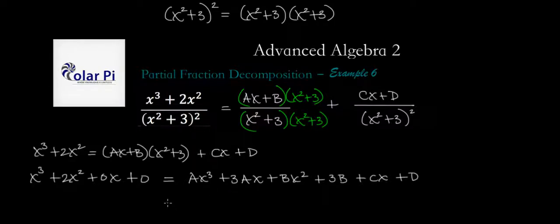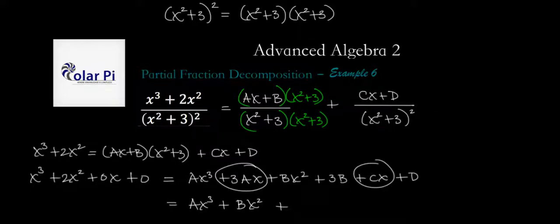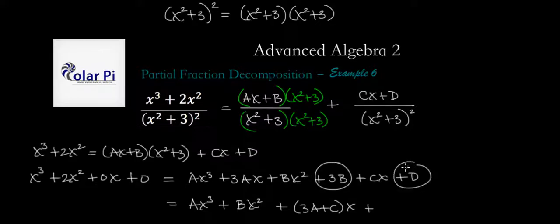And if we rearrange the terms and group them and make them easy to compare to this left side, then we'd write ax cubed plus bx squared, and then there are two x terms, this guy and that guy, and we can lump them and write 3a plus c, x, and then plus how many constant terms are there? Just two. This guy, and that's 3b plus d, right?